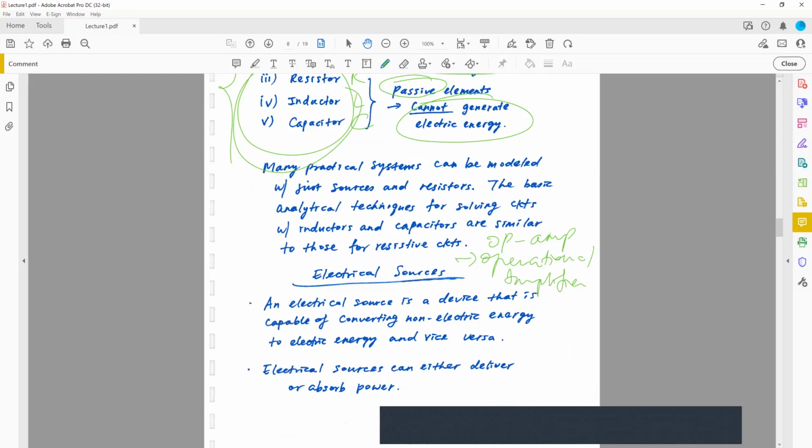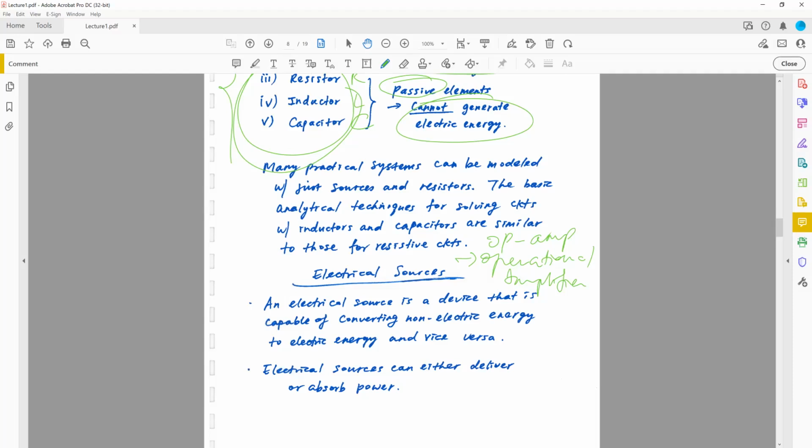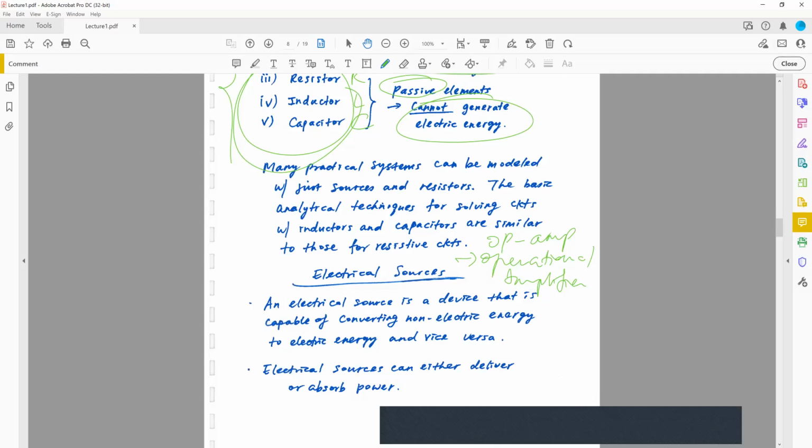Electrical source. This is pretty straightforward. An electrical source is a device that is capable of converting non-electric energy to electric energy and vice versa. Electrical sources can either deliver or absorb power. As I mentioned, P greater than 0 or P less than 0.